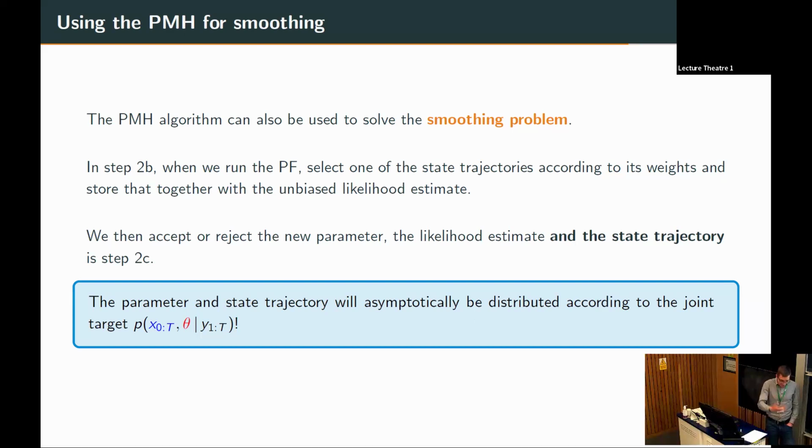When we have run this particle filter up until time t, we sample one index with probabilities given by the final importance weights, and then we trace the trajectory of that particle all the way back to time 0. And if we then take this trajectory as also part of the Markov chain, then it can be shown that this, together with theta, will target the joint posterior over theta and x. I will get back to this a bit more in the second part of the lecture.